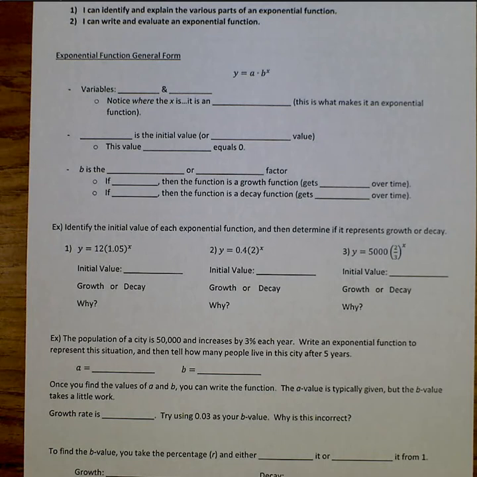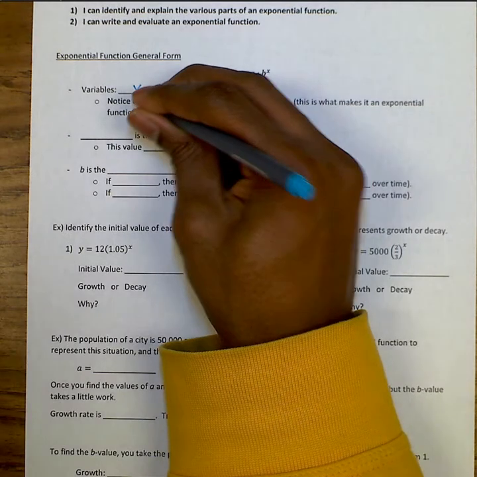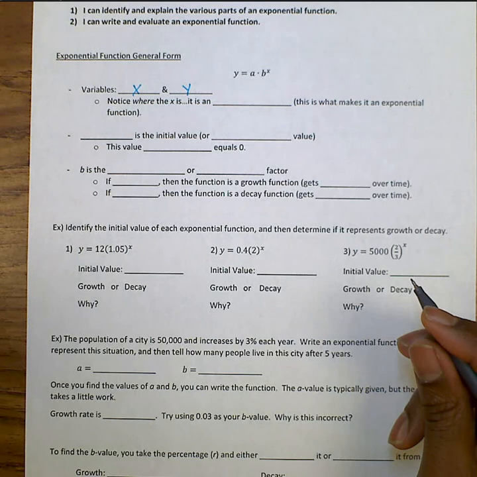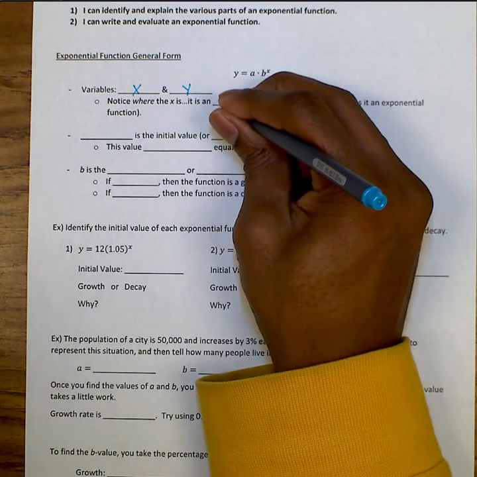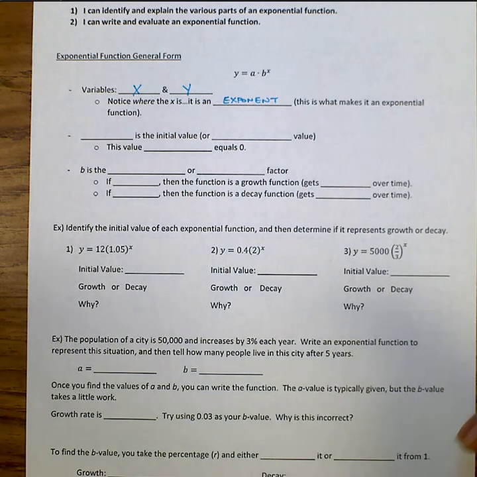So, an exponential function's general form. I want you to notice that the variables are x and y. Okay, notice where the x is. It is an exponent. Okay, this is what makes it an exponential function.